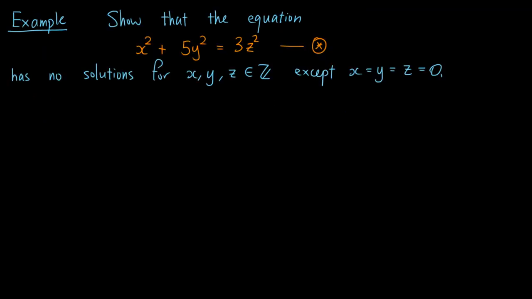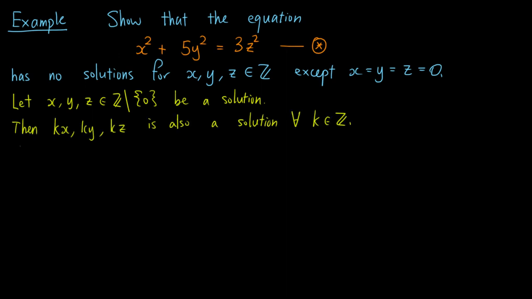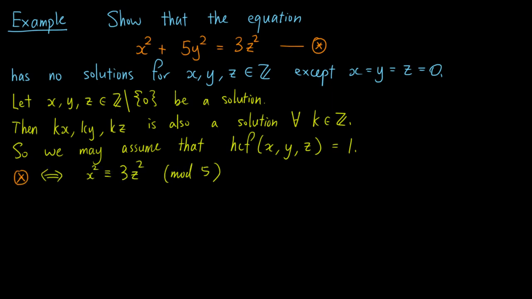As the last example, let's show that the equation x squared plus 5y squared equals 3z squared, which we label as star, has no solutions for integers x, y, and z, except when all of them are equal to 0. To show this, let x, y, and z be non-zero integers that are a solution to the equation. In this case, k times x, k times y, and k times z is also a solution for all integers k. So we may assume that the HCF of x, y, and z equals 1. Note that the equation star is equivalent to x squared is congruent to 3z squared mod 5.